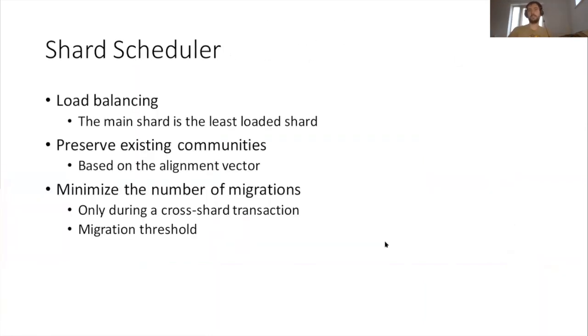So by using this simple technique, we can achieve load balancing, because the main shard is the least loaded shard, so we move accounts towards this shard. We also preserve existing communities by using the alignment vector, and we minimize the number of migrations because we only consider a migration during a cross-shard transaction, which means that we'll never consider migrating an inactive account. And we also introduce some migration thresholds to prevent accounts from flip-flopping back and forth between shards.